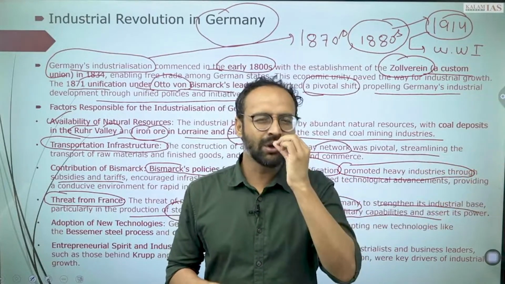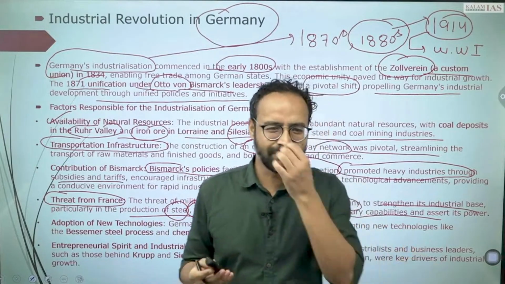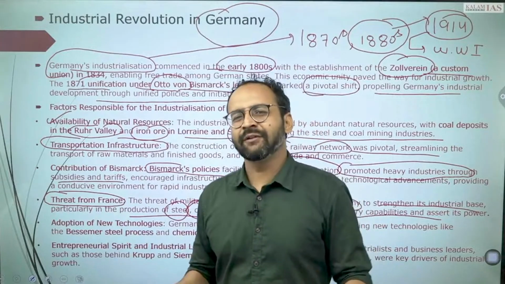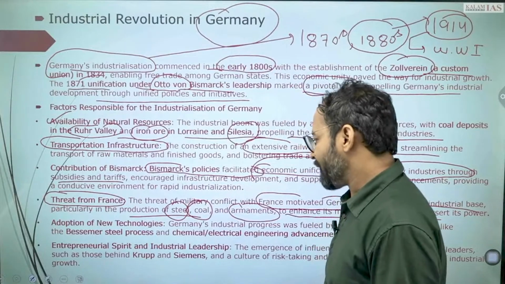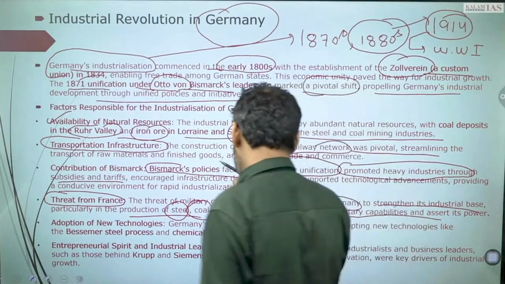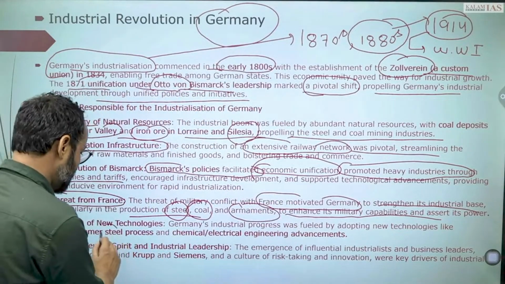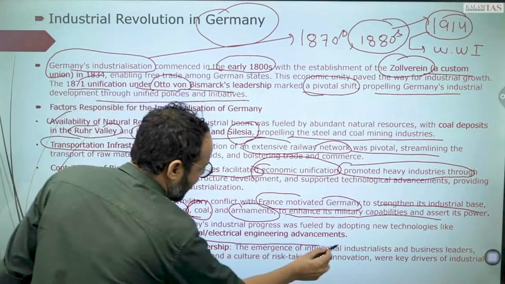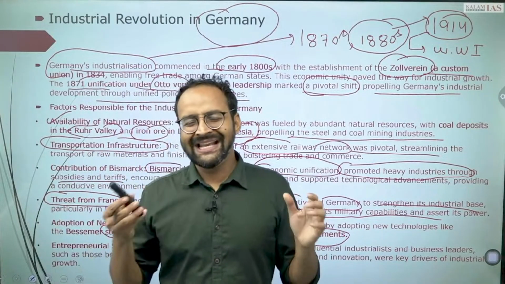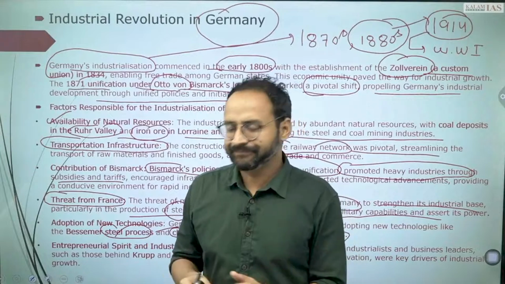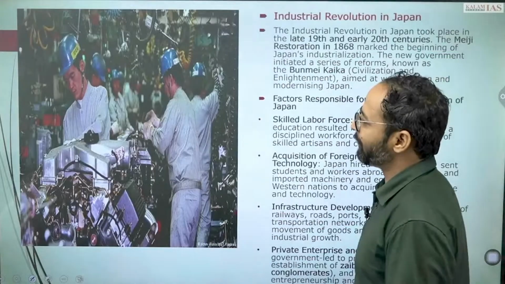But after the Second World War, there were technological advancements, and one cannot forget Hiroshima and Nagasaki, and before that, the Pearl Harbor incident. We'll come to that. Adoption of new technologies by Germany: industrial progress was fueled by adopting new technologies like steel processes and chemical and engineering advancements. Still, in the modern world, the technology of Germany is said to be one of the best. Entrepreneurial spirit and industrial leadership also played a very important role.